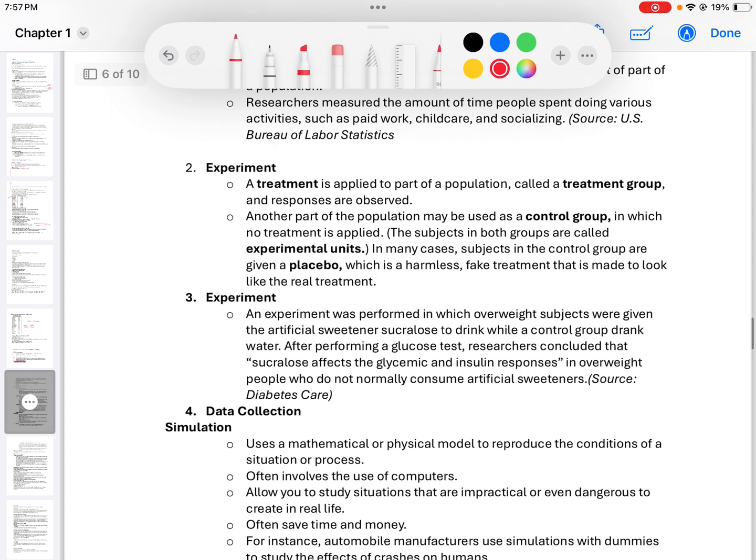Here's an example of an experiment. An experiment was performed in which overweight subjects were given the artificial sweetener sucralose to drink while the control group drank water. While performing the glucose test, researchers concluded that sucralose affects the glycemic and insulin responses in overweight people who do not normally consume artificial sweeteners.